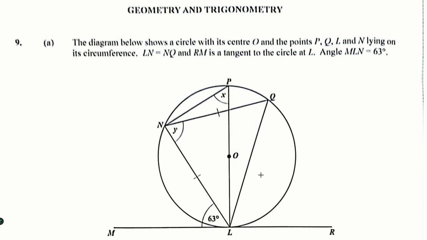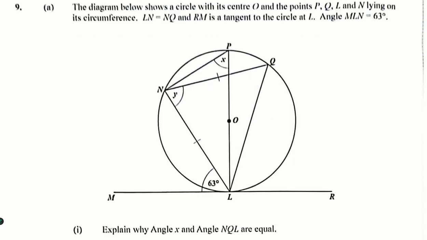Angle MLN is 63. When I look at something like this, my mind goes to two angles, this angle here and this angle here, which would be equal because they're produced by the same chord. So the theorem is angles at the circumference of a circle on the same arc or chord are equal.